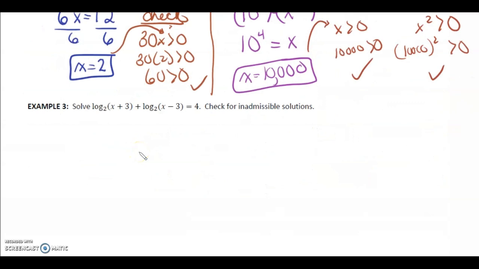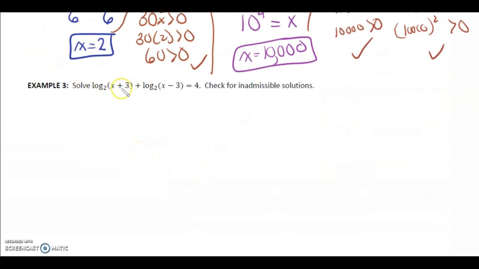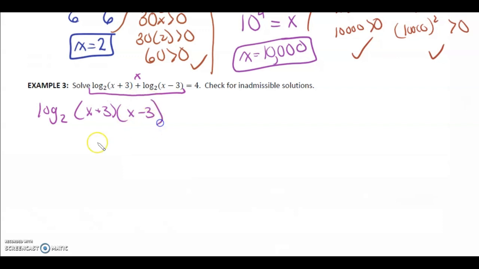Example 3. Solve log base 2 of x plus 3 plus log base 2 of x minus 3 equals 4, and then check for inadmissible solutions. Because these two are the same base, we can use the product rule: log base 2, and then we multiply x plus 3 times x minus 3. Then we'll just bring down the positive 4.